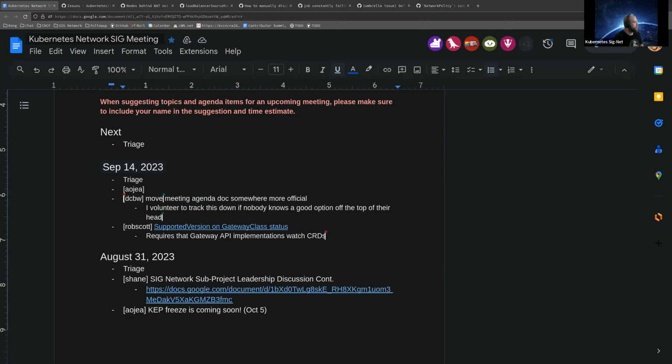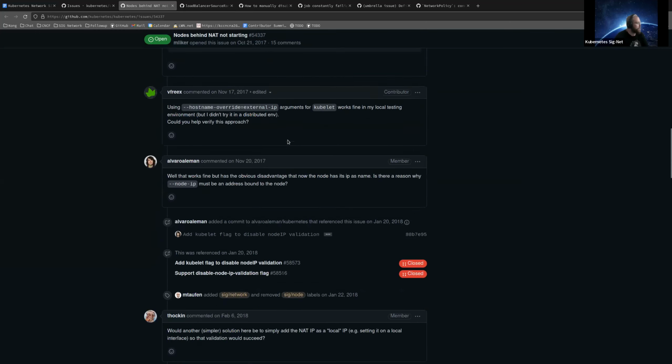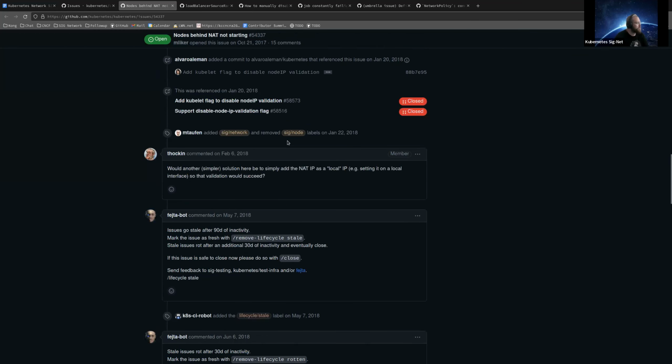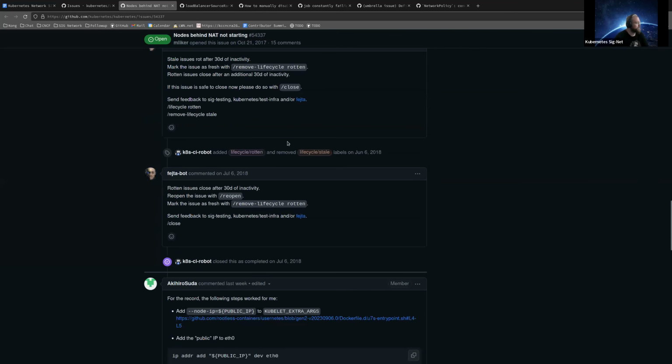And we'll start off with triage. So I've already opened, in order, oldest to newest, all of the unassigned triage issues, including this one that was a reopen. Nodes behind NAT not starting. Which, Tim, it looks like you were the last one to look at, but it was so long ago. It was like half a decade ago, and it's been reopened.